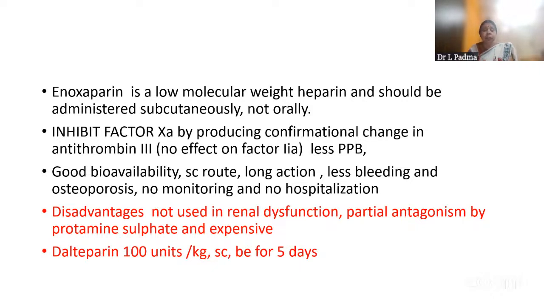Because it confines itself to plasma, the metabolism and the excretion is quite fast. So the effect will go off immediately the moment you stop the administration of the drug. But in spite of that, if you give protamine, you have to think before you give, because it itself is an anticoagulant. It has got that action. And so what happens? Anticoagulant action further continues. So you have to be very careful. It has got a partial antagonism by protamine sulfate, and low molecular weight heparins are quite expensive. So for that reason, you have to think twice before you administer.